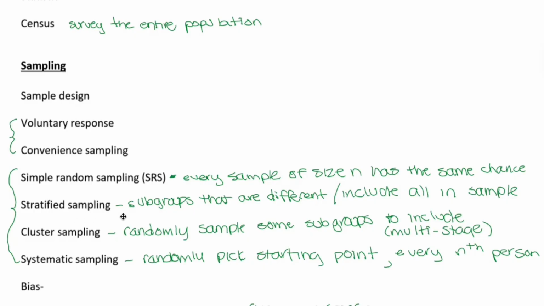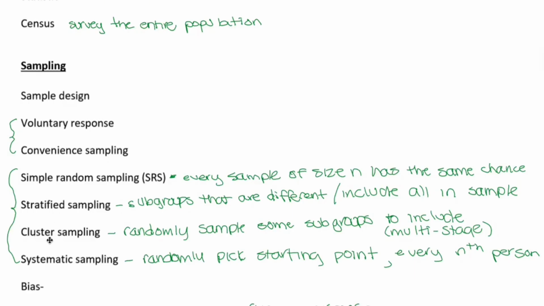Stratified sampling is when subgroups that are different are all included in the sample. So for example, if I want to give an examination to the students in my high school, I will take 50 students from freshman, sophomore, junior, and senior, all the way up to the last grade. I randomly select students from each grade, and I put them together to do my experiment. And that's what stratified sampling looks like.